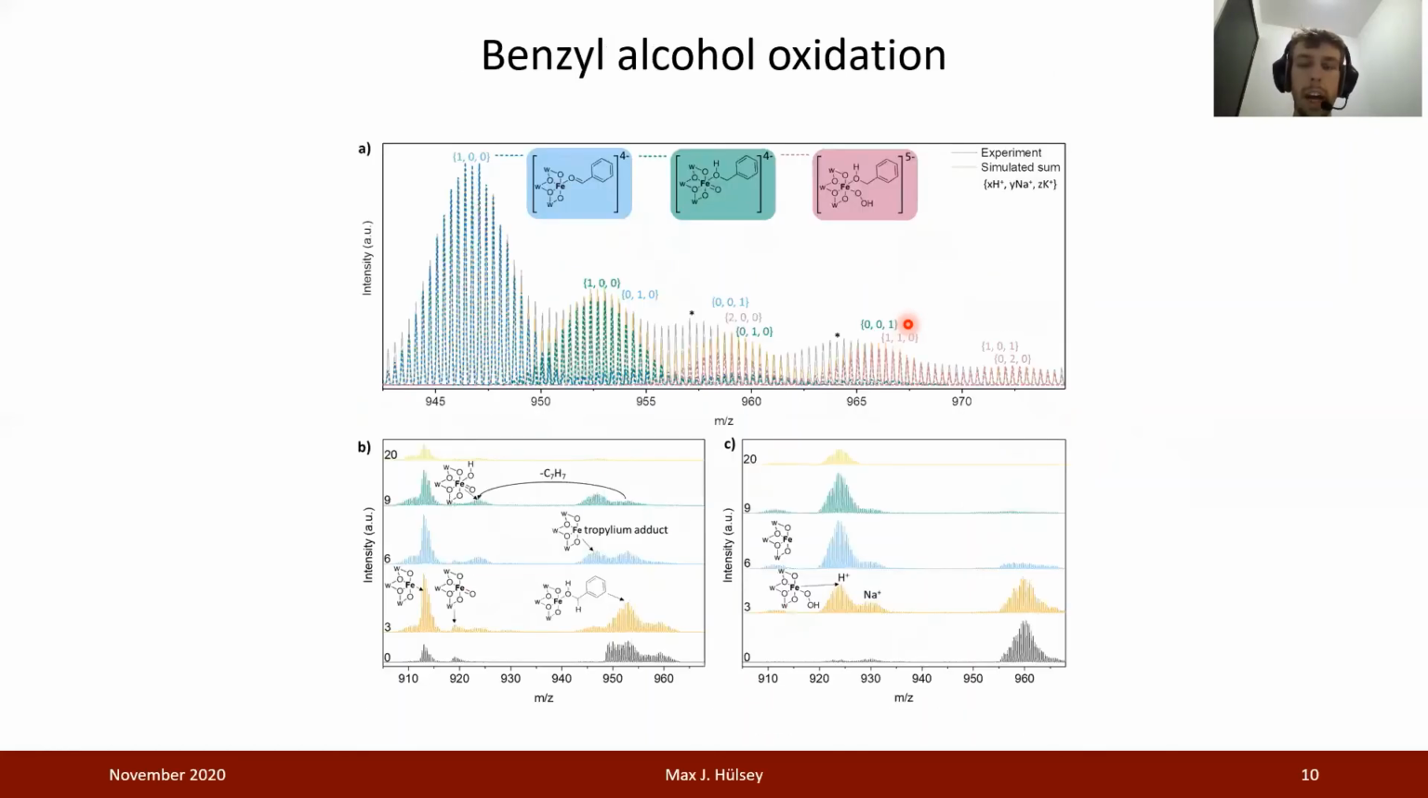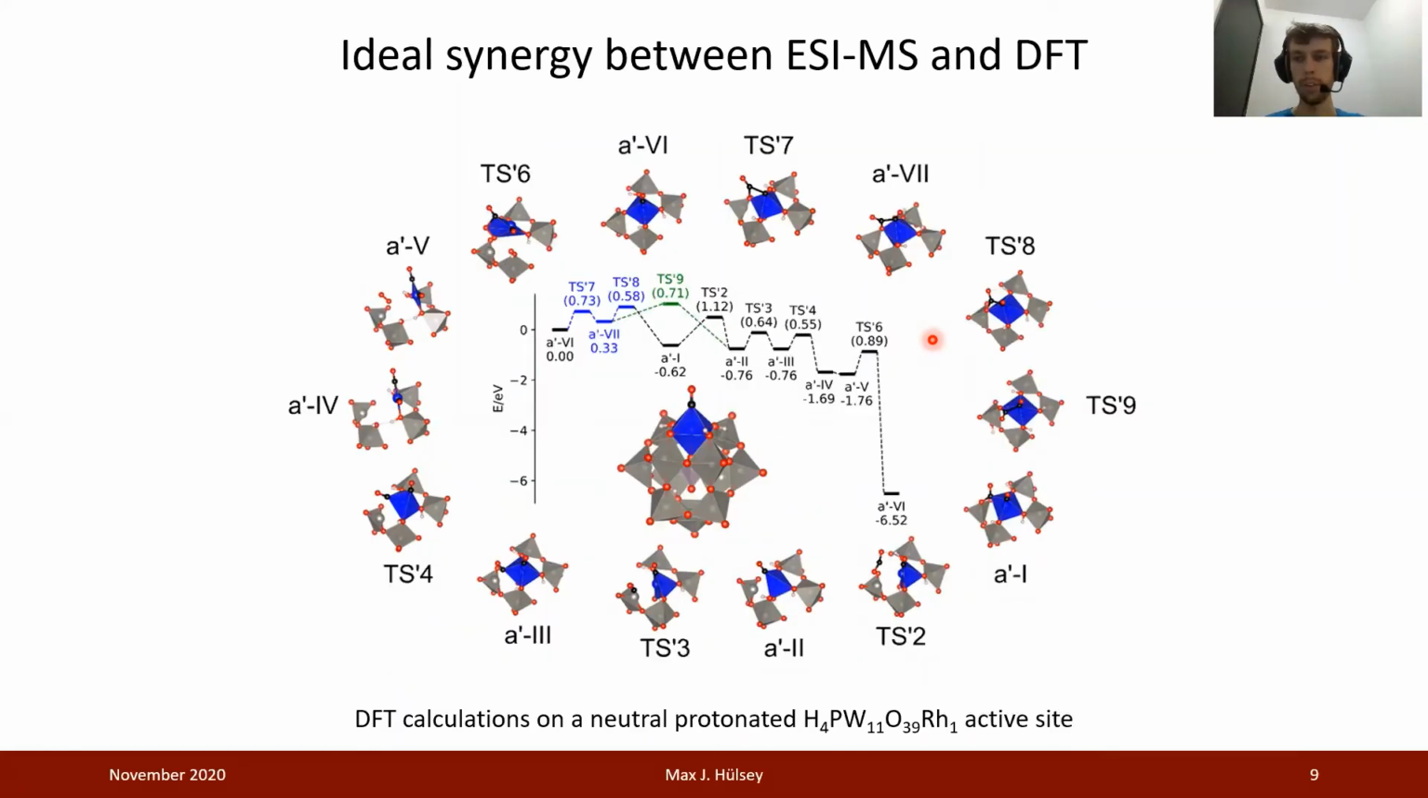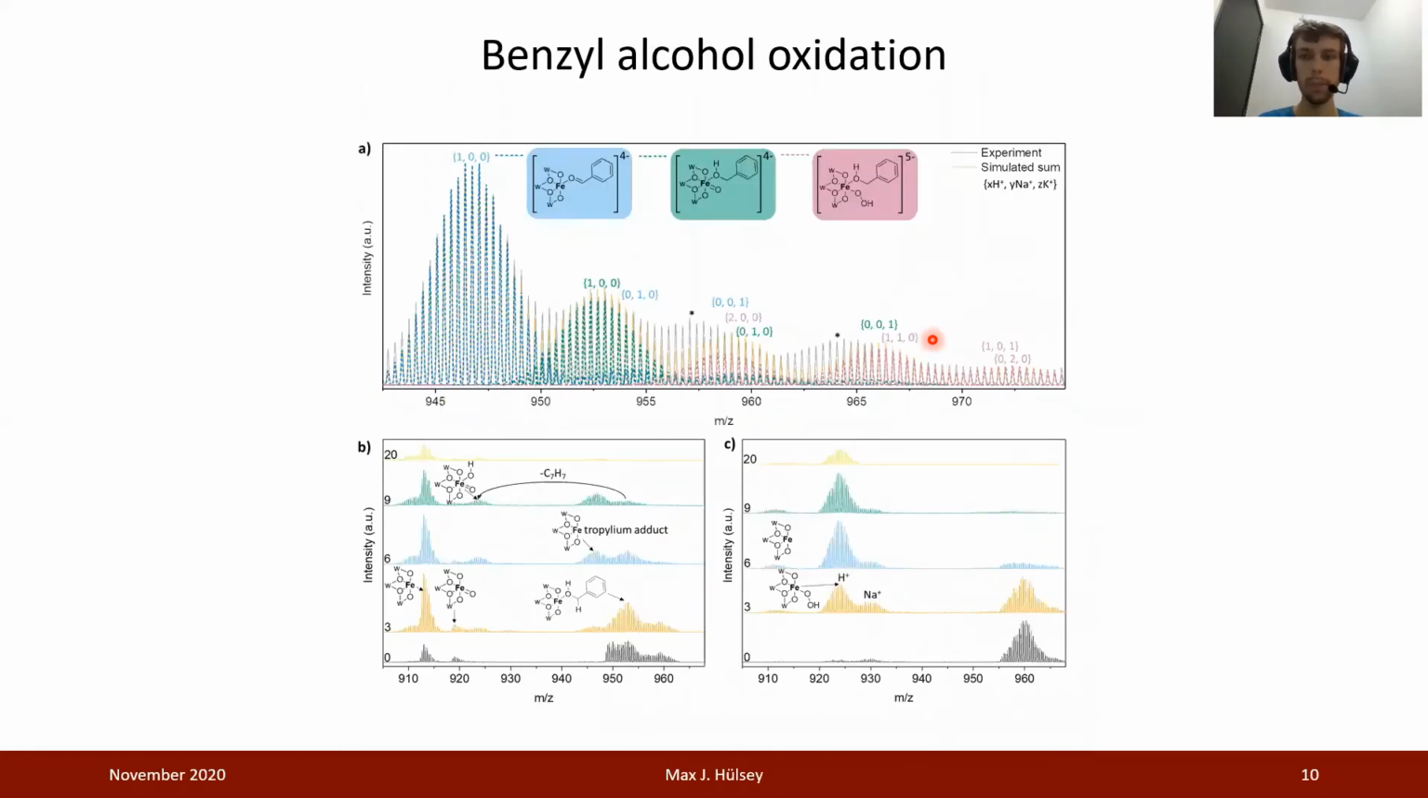After we've shown this methodology to work for the rhodium single atom catalyzed CO oxidation in the liquid phase, we also were interested in the liquid phase oxidation of benzyl alcohol. For this, we've used a different single atom catalyst, that is PW11O39 iron 1, which we found to be the most active for this conversion in our case.